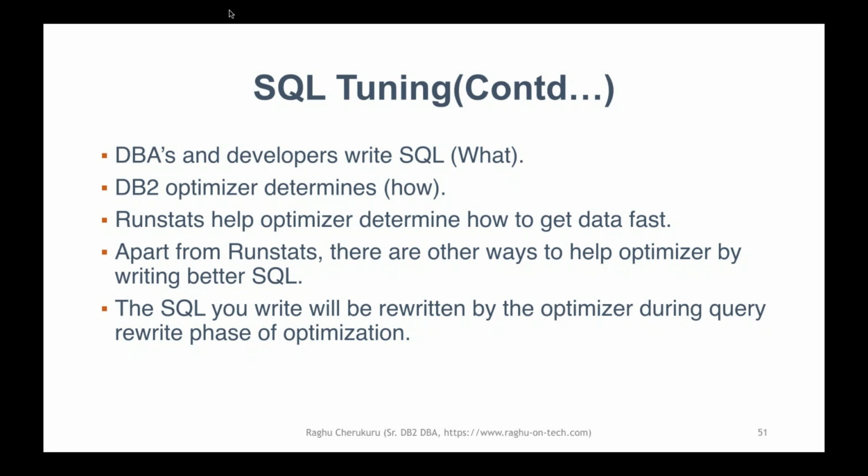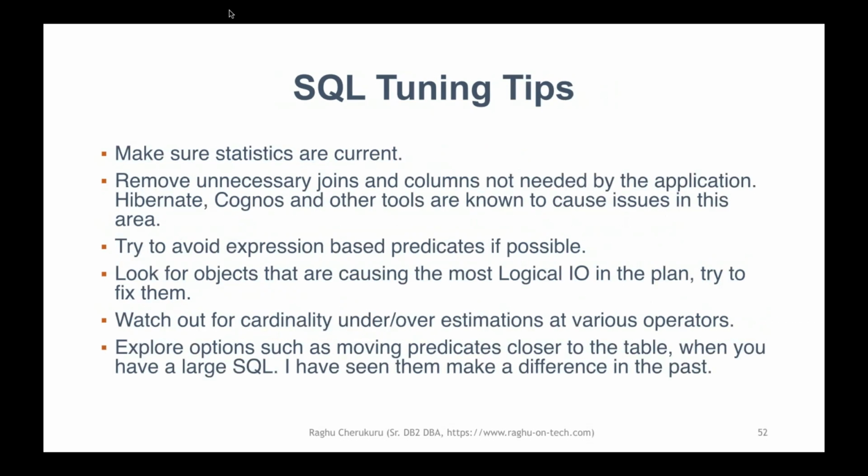RUNSTATS helps the optimizer determine how to get the data fast. Apart from RUNSTATS, there are other ways to help the optimizer by writing better SQL. The SQL you write will anyway be rewritten by the optimizer during the query rewrite phase. DB2, in my humble opinion, has one of the best optimizers in the industry. It has a lot of history behind it. It takes a lot of these obscure complexities away from DBAs and developers. And finally, make sure your statistics are current to help the optimizer. Remove unnecessary joins and columns not needed by the application.